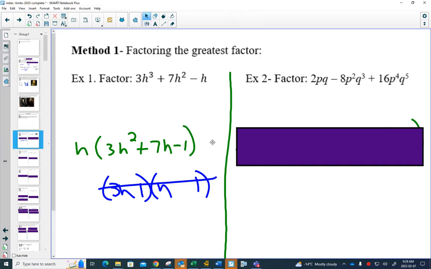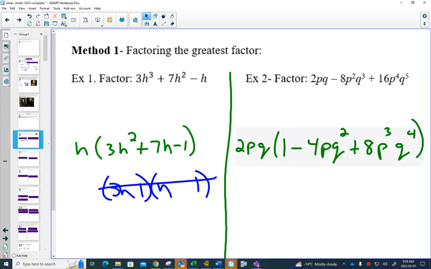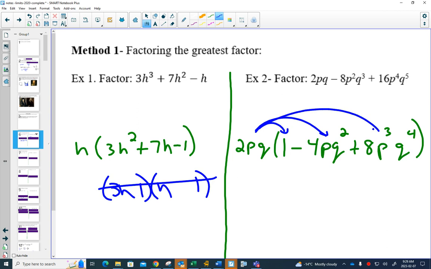all you could do. For the second one, in the numbers, the 2, 8, and the 6, there's a 2 in common, and we have p's and q's in common, so you could take out a 2pq. When a factor completely gets taken out of like that first term, you've taken the whole 2pq out, you're left with a 1. Again, every time you factor, in your mind, you should quickly multiply it out again to check.